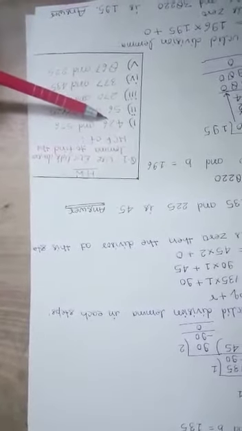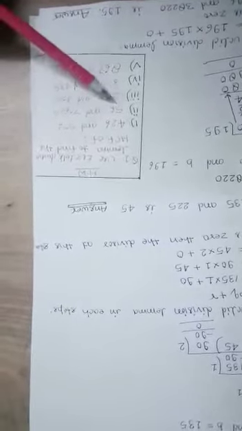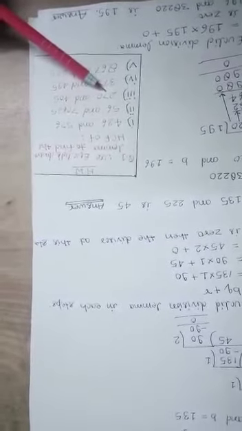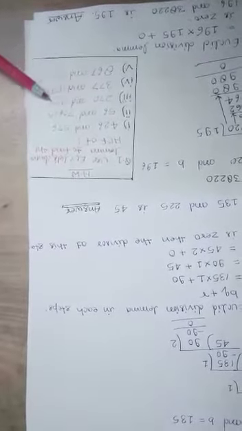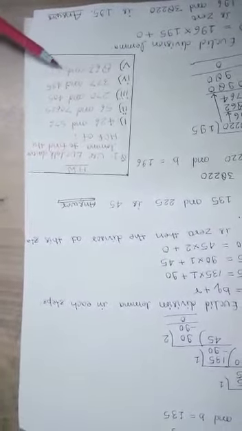first part 426 and 576, second part 56 and 70,625, third part 270 and 405, fourth part 377 and 435, fifth part 867 and 225.